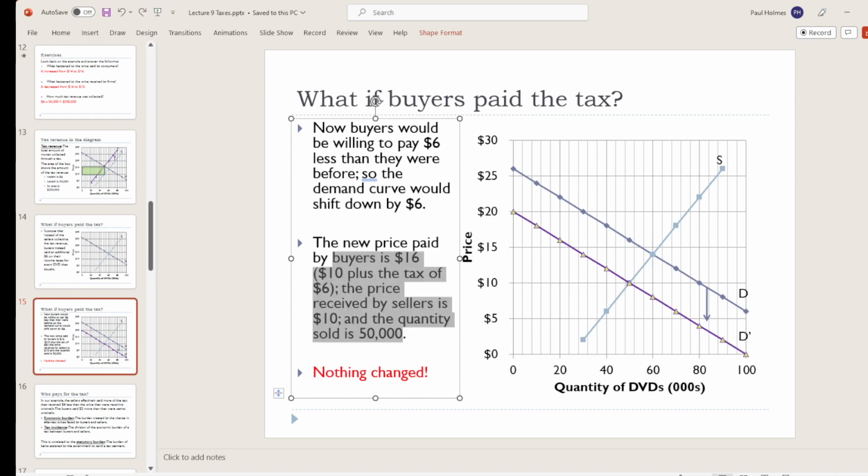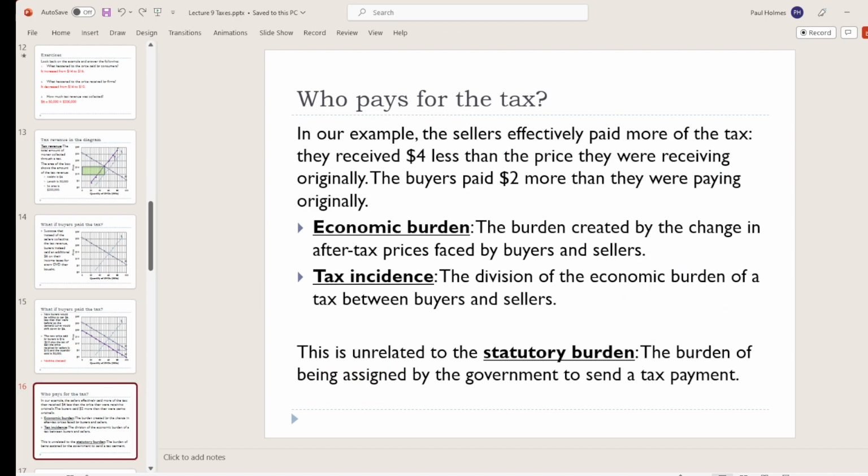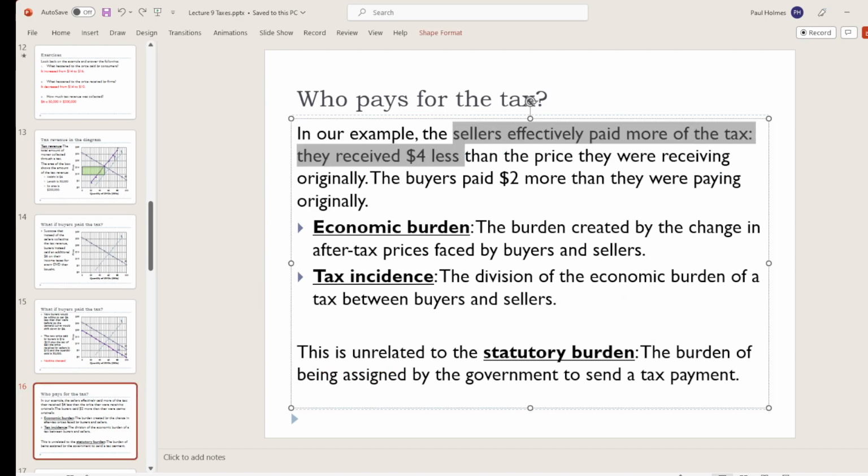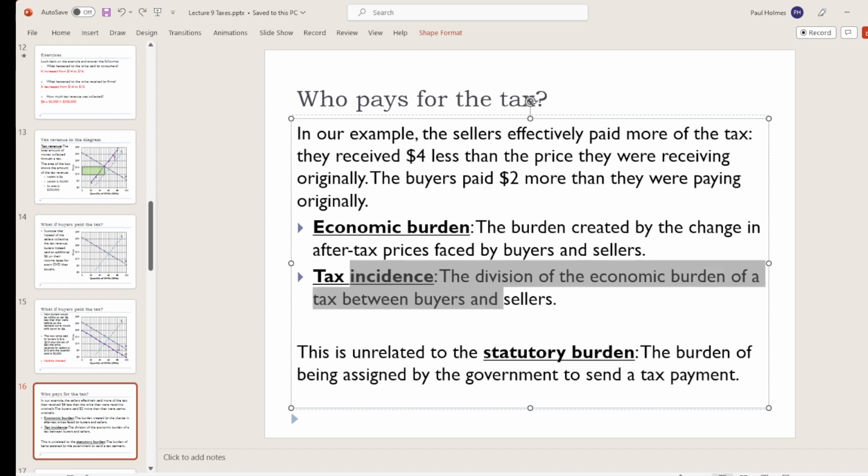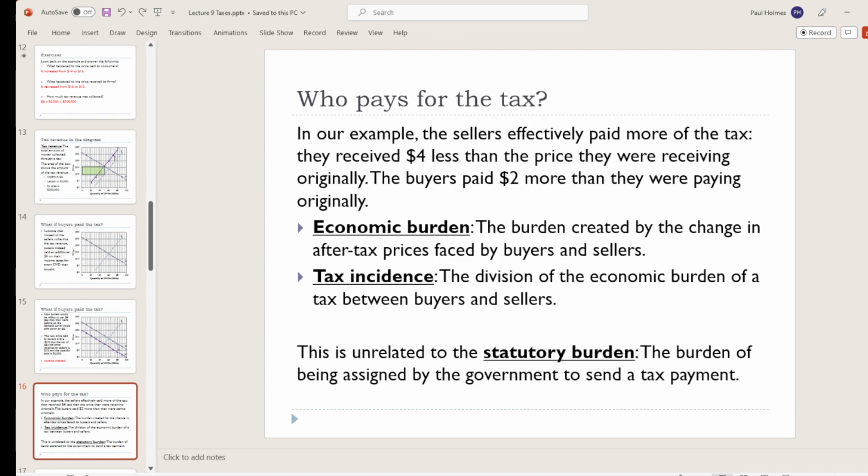All of those numbers ended up being the same, regardless of who had this legal or statutory requirement to pay the tax. The sellers ended up paying more of the tax, $4. The buyers ended up paying less of the tax, $2. So we call this division the tax incidence, the division of the burden of this tax between the buyers and the sellers. In this case, the buyers pay $2 of the tax, the sellers $4. That's a 1/3 to 2/3 split of this tax. And as we saw, this is not a consequence of the statutory requirement to pay this tax.